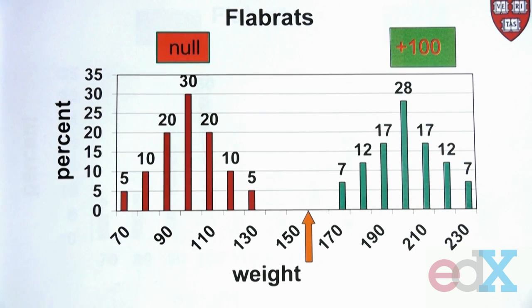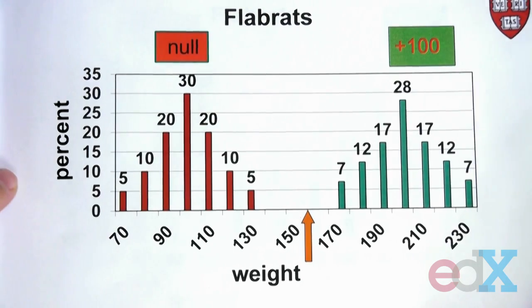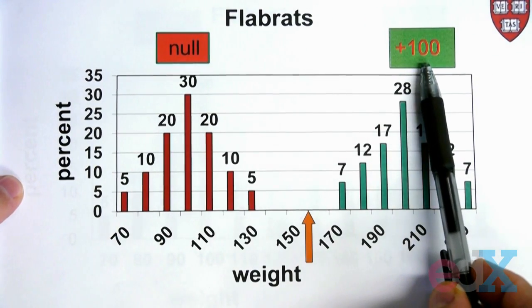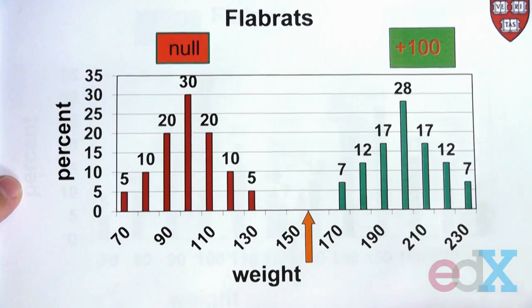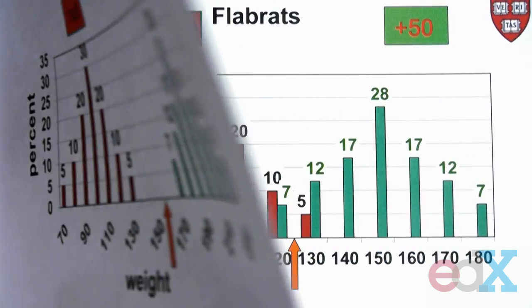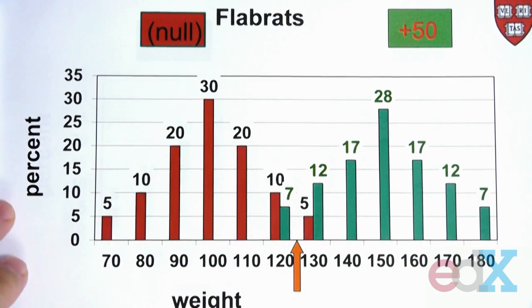All right, so now that you've thought about it a little bit, it should make sense to you what we're proposing to do, namely weigh the flab rat and see where it falls on this distribution. Now, your friend, one floor up, is doing a similar experiment, a similar study, except your friend didn't use this plus 100 diet, but used a plus 50 diet.